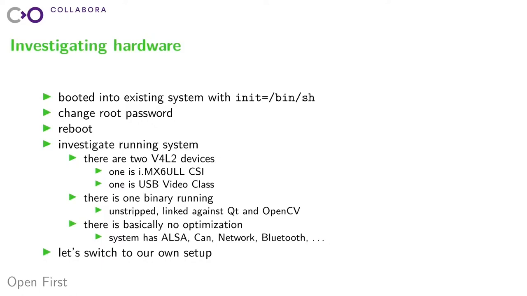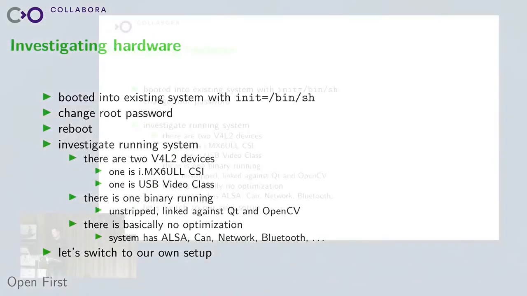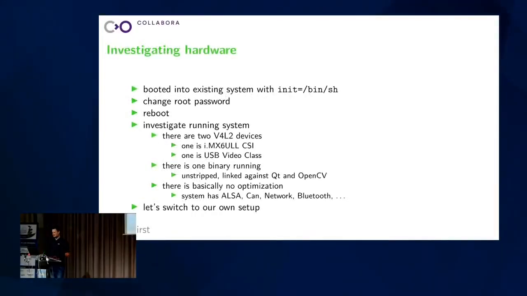And then I could have a look at how things are actually connected. And I figured out, interesting, there's the normal camera serial interface, and then there's a USB video class device with the second camera. And there's only one binary running that has not even been stripped. So it has all the nice debug symbols, which can be useful for reverse engineering if required. I also noticed there's absolutely no optimization, like the kernel has ALSA enabled, networking enabled, Bluetooth enabled. All of this does not even exist in the hardware. So at that point, I was sure I could get it done a lot faster.